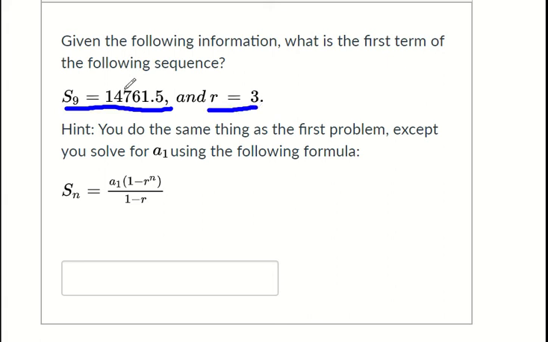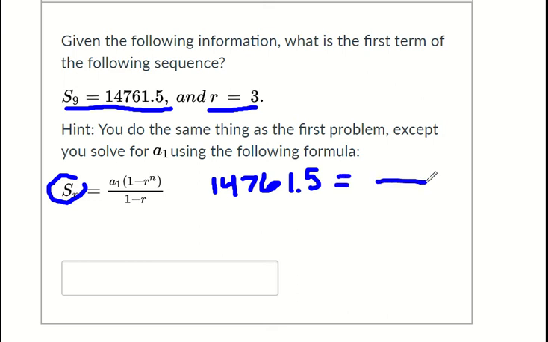So what I'm going to do is plug this information into here. And so S of n is actually the S of 9. So what I'm going to be plugging in here is that big number, 1,476,1.5, equals. Okay, so we're looking for A1. So that's what goes here.